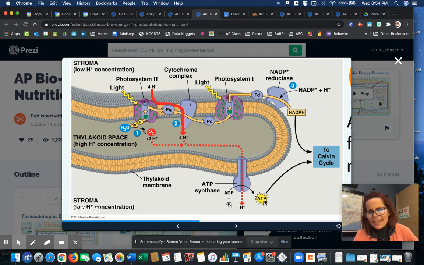Why are we making ATP, KJ? I thought we were making glucose. We are. We have to make a little bit of ATP in order to do the carbon fixation. In order to store a ton of energy, we have to use a little bit of energy.